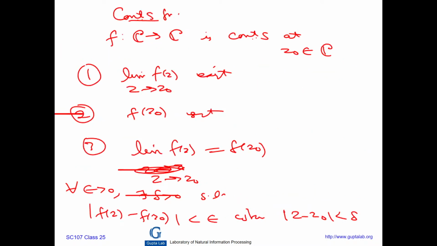Continuous function, again: for every epsilon positive there is a delta positive such that mod of f of z minus f of z0, because the function should be defined at that point, is less than epsilon whenever mod of z minus z0 is less than delta. So as long as z approaches z0 in the neighborhood, the image of z approaches the image of z0, right?